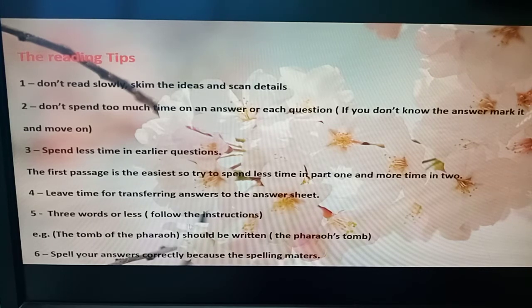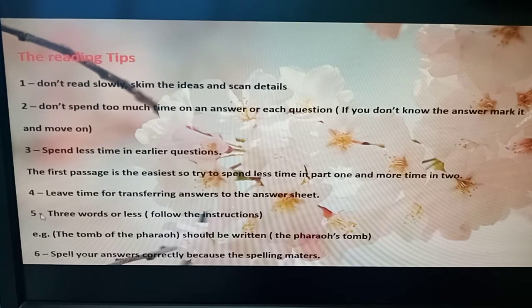Then, leave time for transferring answers to the answer sheet. As we know, we have 60 minutes for the test, but don't forget that you have to leave about 8 minutes for transferring the answers into the answer sheet.